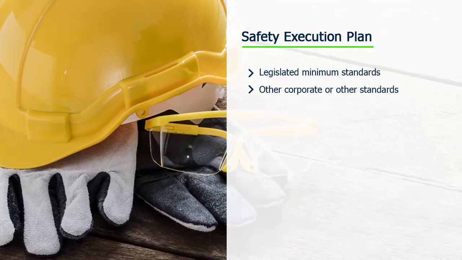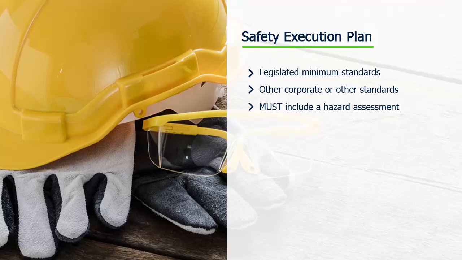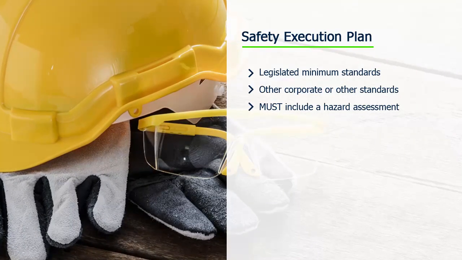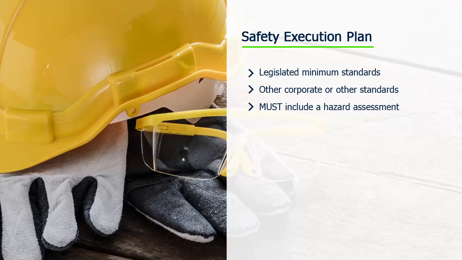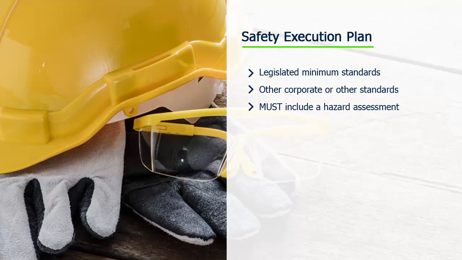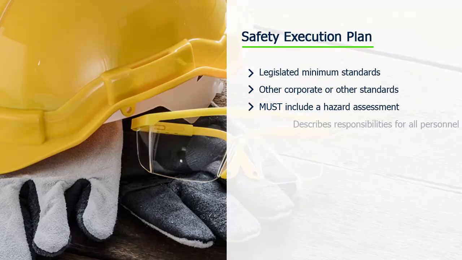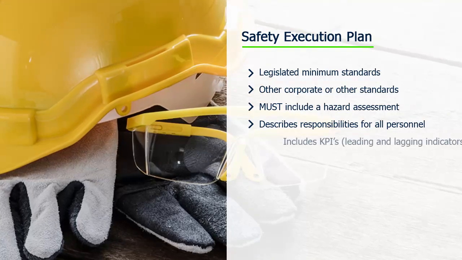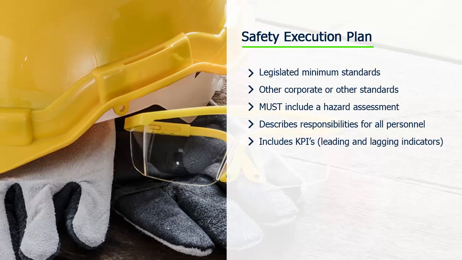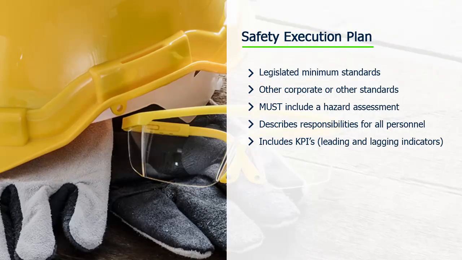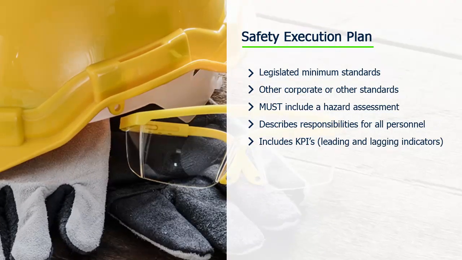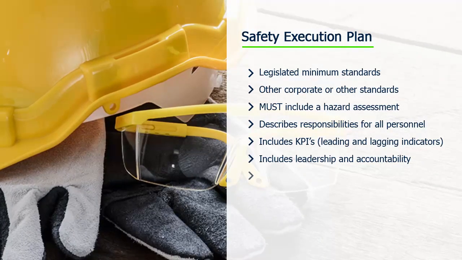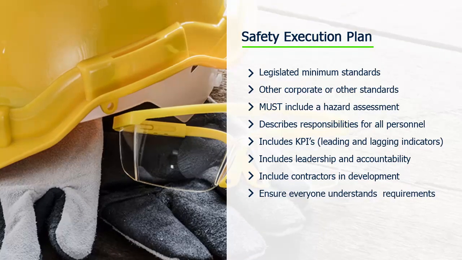At a minimum, the SEP includes a hazard assessment that identifies high-risk work activities and specifies the control measures to be implemented. It documents how field operations will control exposures to risks at a specific site. It describes responsibilities for all roles in the organization, and it identifies key performance benchmarks that typically include both leading and lagging indicators of safety performance.